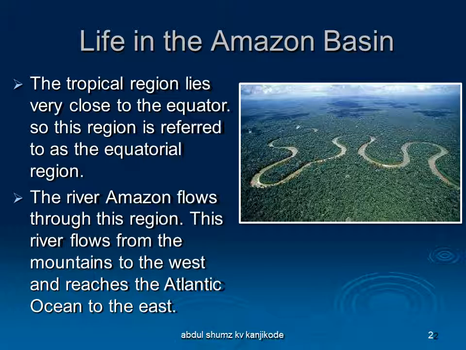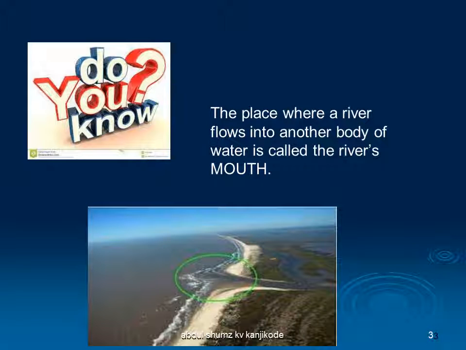So the next topic is life in the Amazon basin, and here we will see that the tropical region lies very close to the equator, and so this region is referred to as the equatorial region. The river Amazon flows through this region, and this river flows from the mountains to the west and reaches the Atlantic Ocean to the east. There is a map given which shows the river and its tributaries and how it drains into the Atlantic Ocean. The place where a river flows into another body is known as the river's mouth, which is also mentioned in the book.